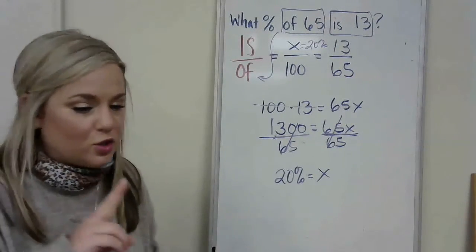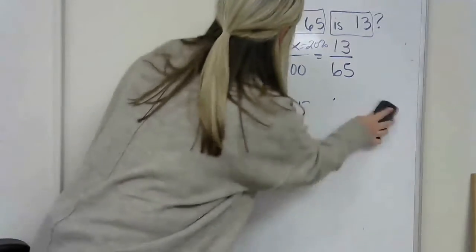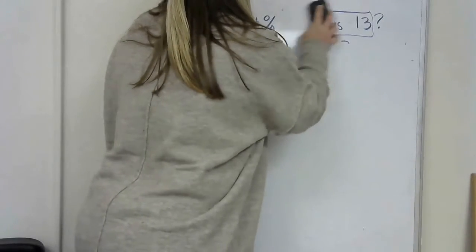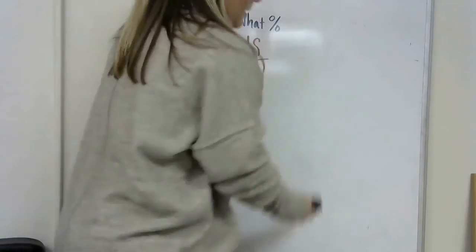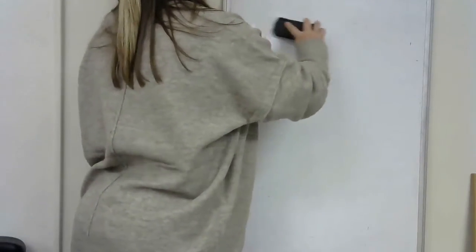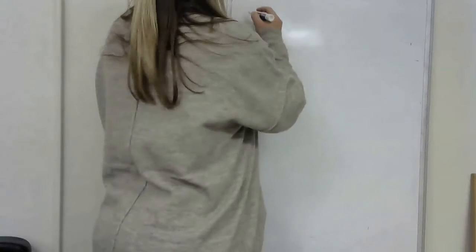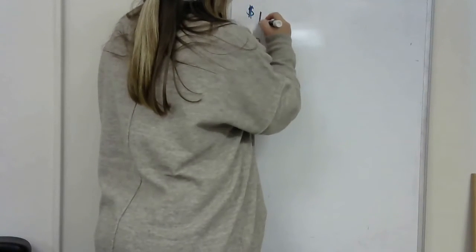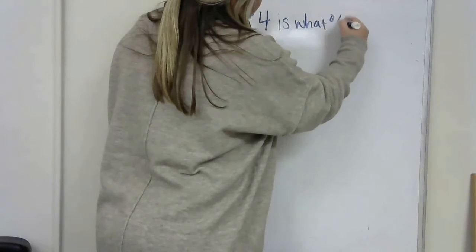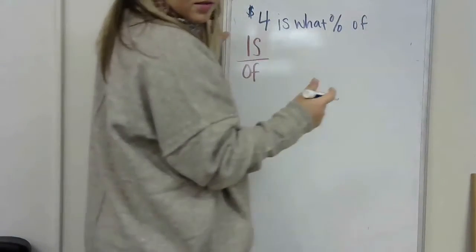All right, so we have two more examples, and then I'm going to do a word problem with you guys. I'm going to leave my is over of. This one is a little bit different. This one is asking me, $4 is what percent of 50? So $4 is what percent? This is our x. Of, I said, $50.